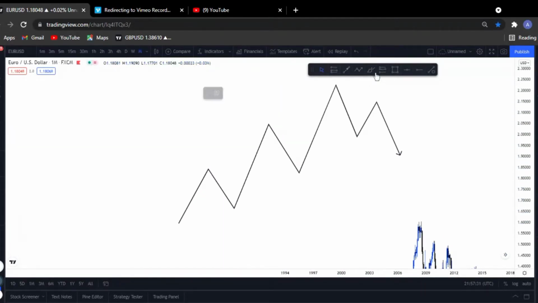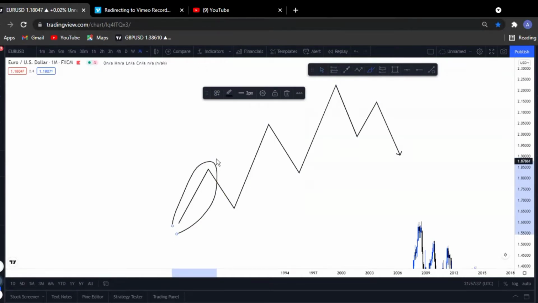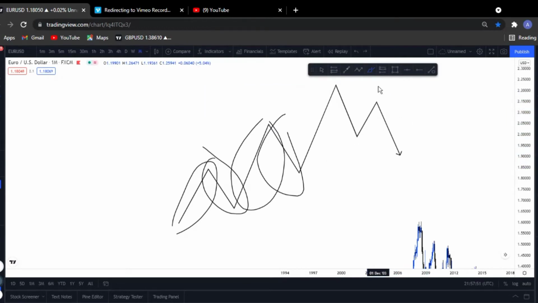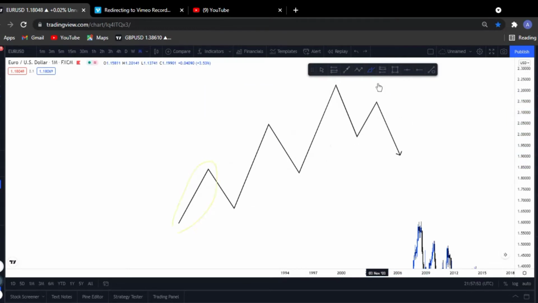So this leg here is the wave one. So let me just make this black. And this leg is the wave two, and this wave three, wave four, wave five, and this wave is the A, this is B, and this wave is C. So let's just get rid of all this. Perfect.